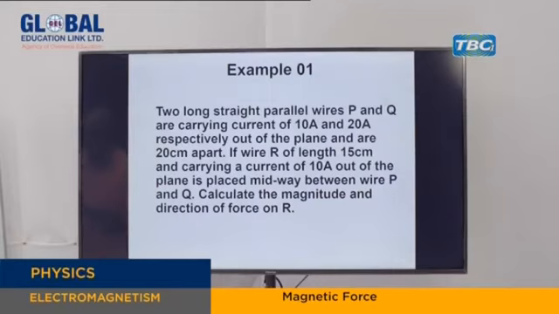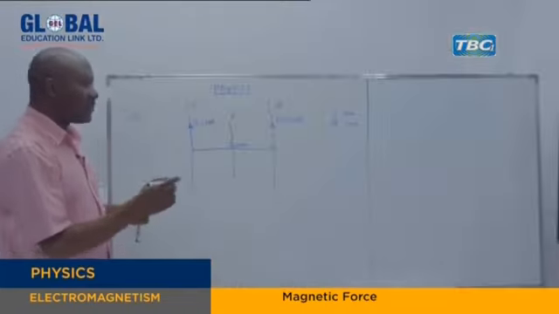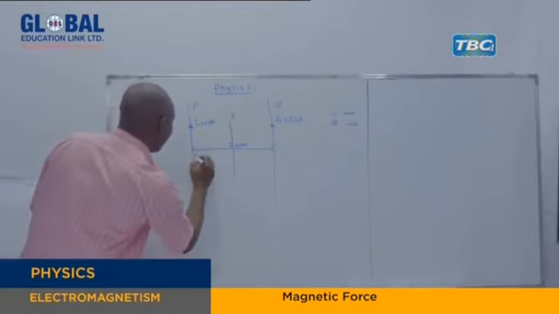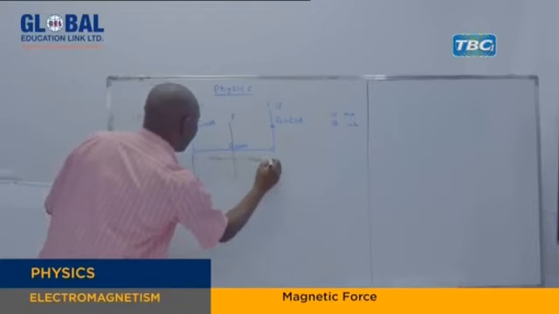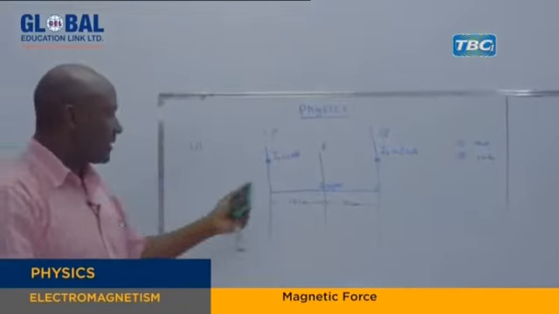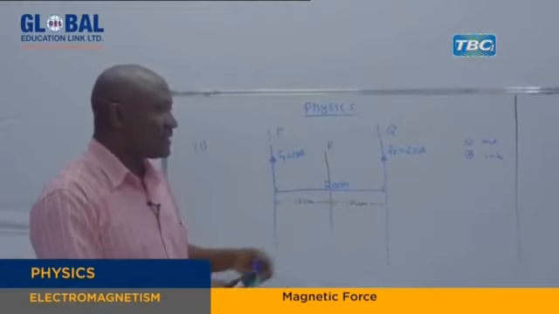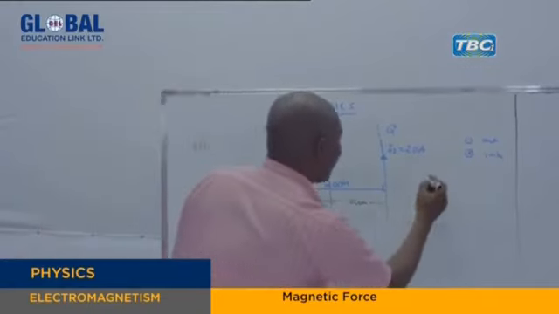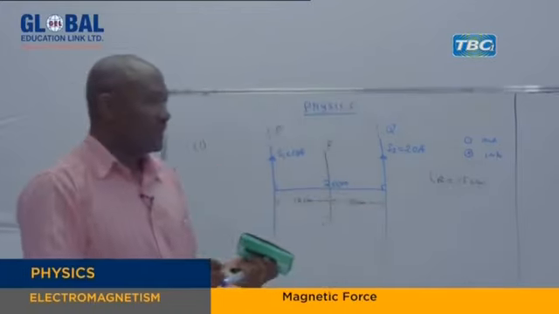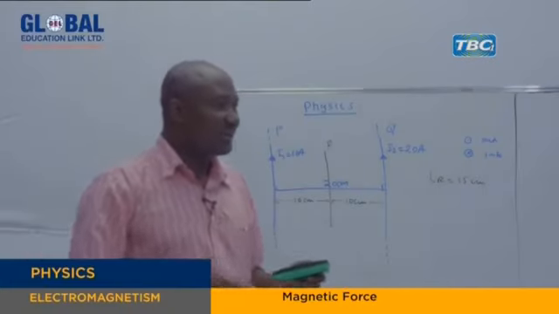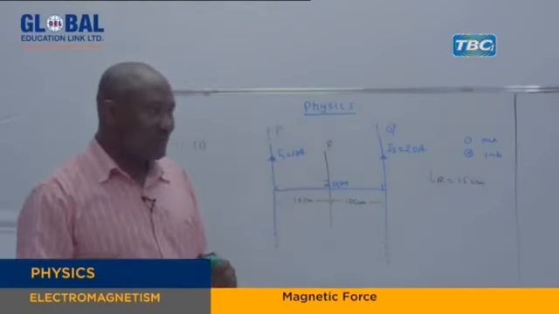So we have wire R here, in between, and it's midway, which means the distance here now is 10, half of that, and here is 10, half. That's the midway, half of the distance. And the length of this wire, R, is given. The length of wire R is 15 centimeter. Now the question is, find the magnitude and direction of the force on R.